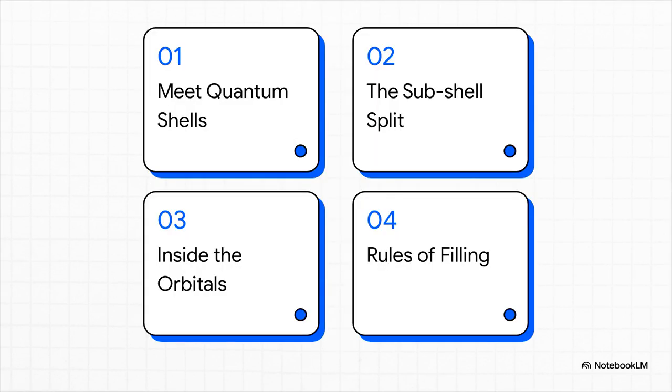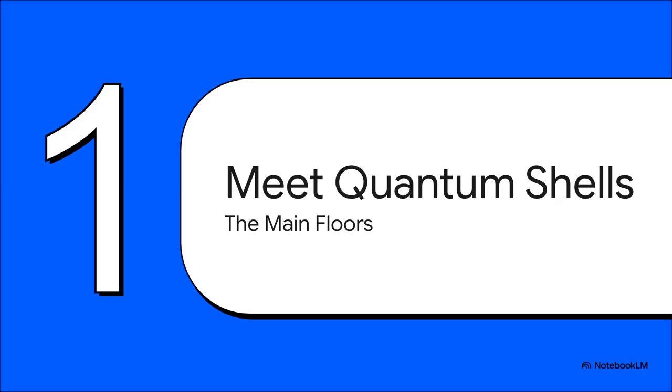Okay, here's our agenda for mapping this out step by step. First, we'll meet the quantum shells. Then, we'll look at the subshell split. Third, we'll go inside the orbitals themselves. And finally, the rules of filling. Let's get into it. Section 1.